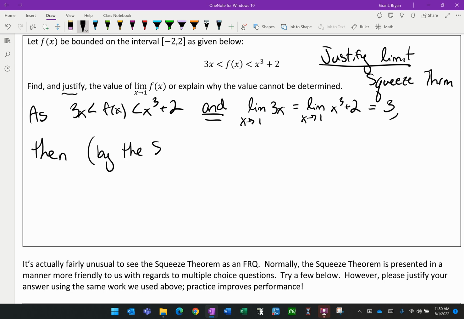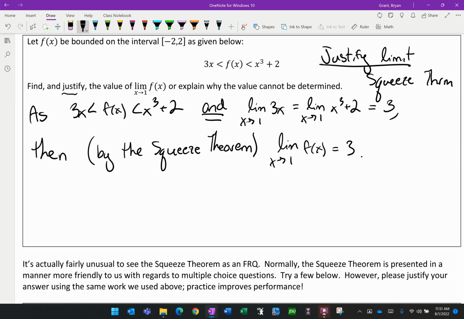I mentioned, though, that you don't actually need to cite the name of the theorem. I think it's good practice. There's only 5 theorems, and if I say, what's the squeeze theorem, you should be able to tell me. It makes it easier to review. Then, by the squeeze theorem, the limit as x approaches 1 of f of x equals 3.